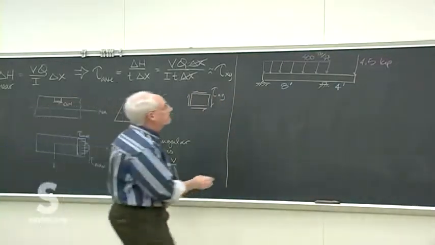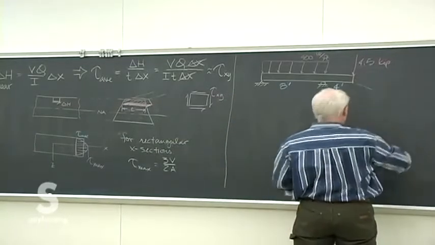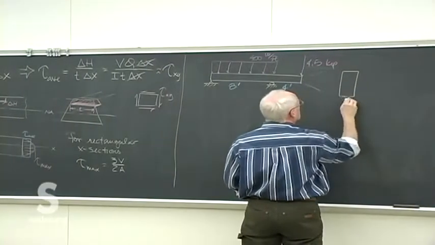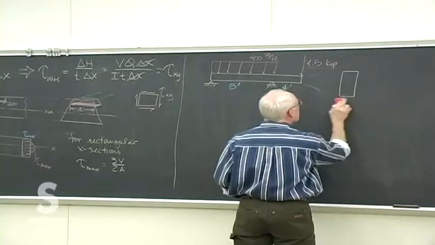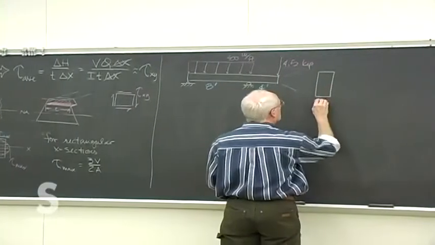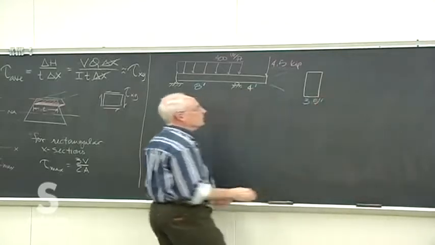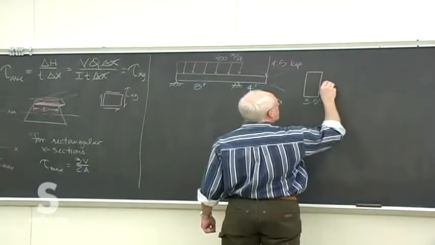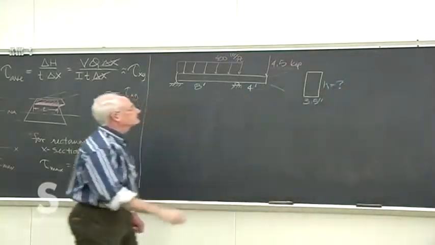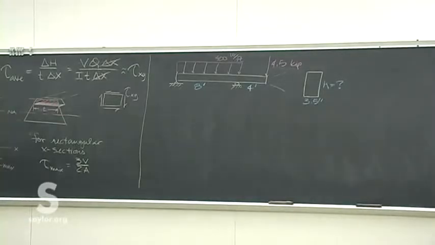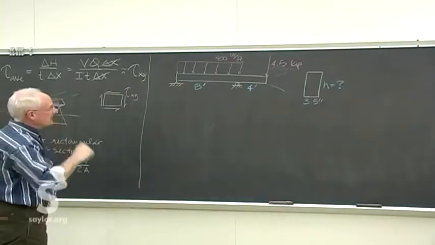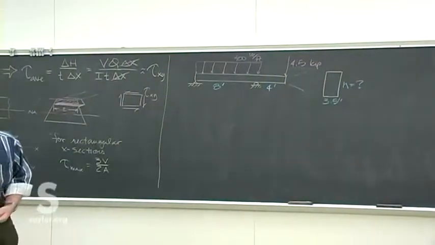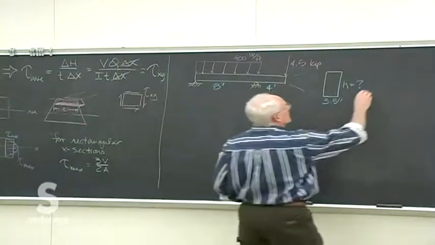And the cross section is a simple rectangle, 3.5 inches in width, but of unknown height. In fact, we're going to have to design for that. So we've got maybe some wooden beam like that. We've got 3.5 inch thick boards, but we can order them to any height we need.